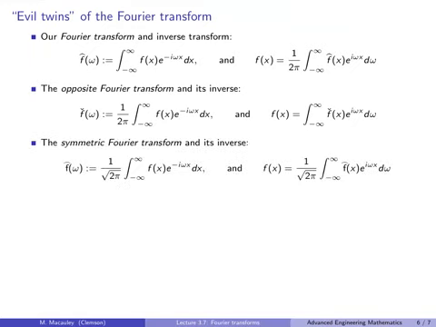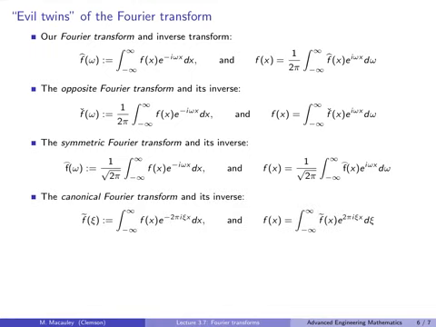The so-called symmetric Fourier transform and its inverse, this is for people who like to be egalitarian, who like everybody to get along. They say, let's just take this 1 over 2 pi and split it up between the Fourier transform and its inverse. And finally, we have the so-called canonical Fourier transform and its inverse, which I'm going to use the variable c for. I'll explain why in a moment. So the Fourier transform is now the integral from negative infinity to infinity of f times, it's a little bit different here, e to the negative 2 pi i c x dx.